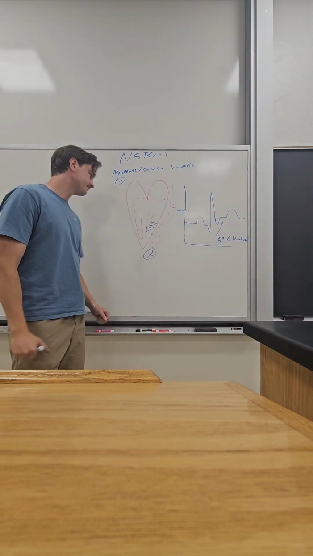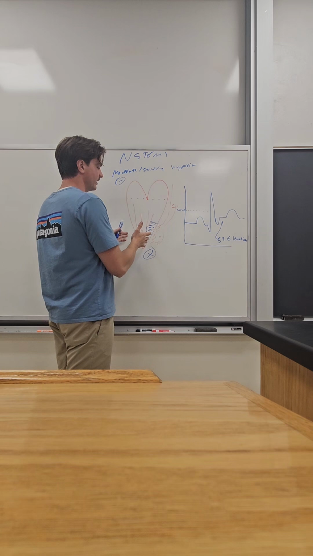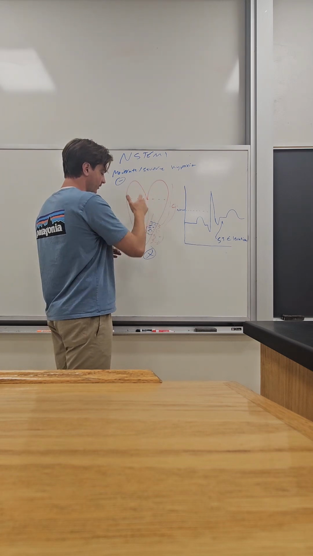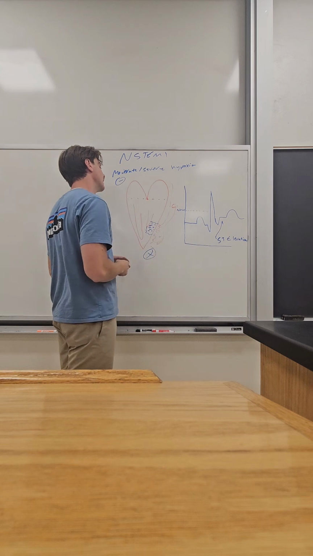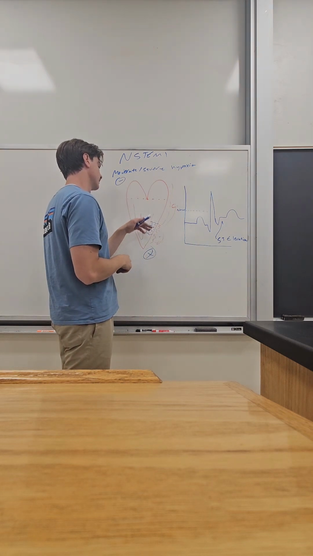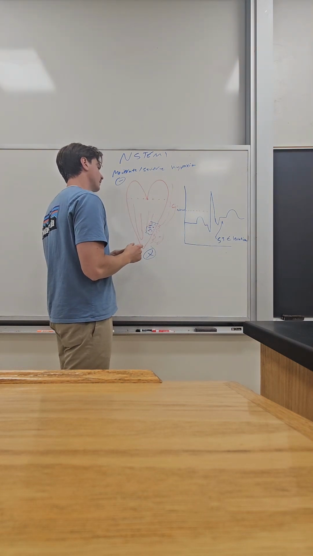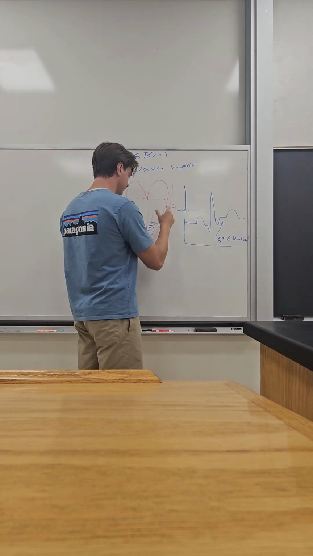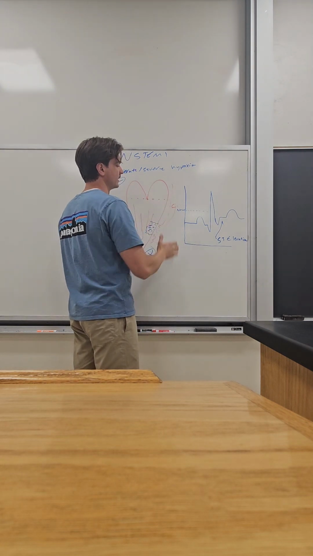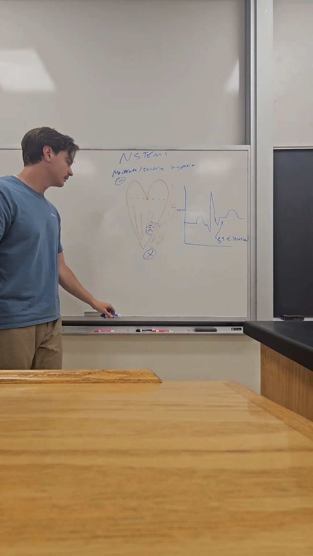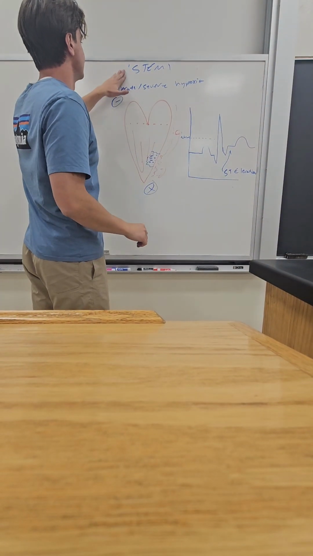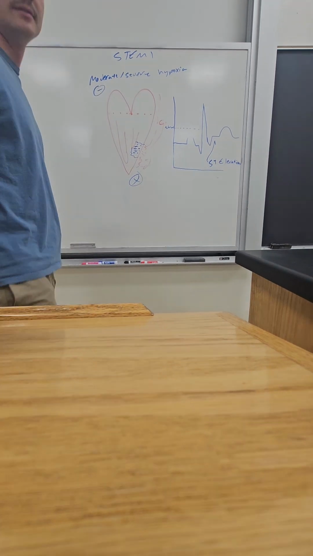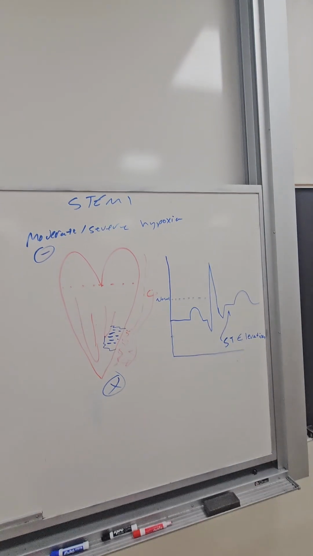ST elevation. Because as the R wave happens, but then the S wave comes, what will happen is it'll be higher along with the T wave. As it repolarizes, it'll be higher. Yeah, that's how STEMIs work. That's a STEMI.